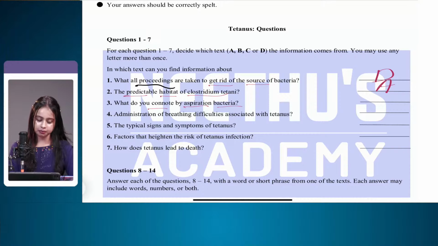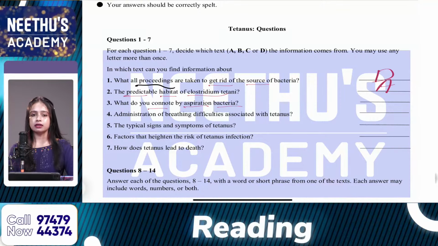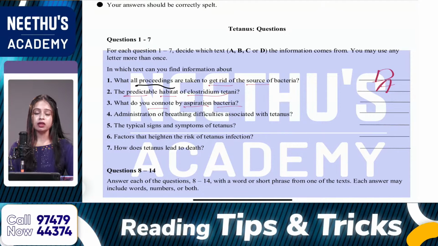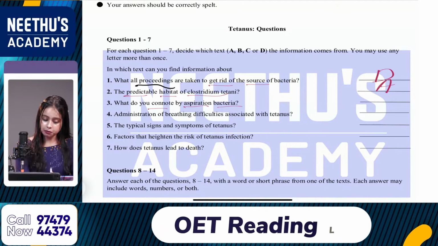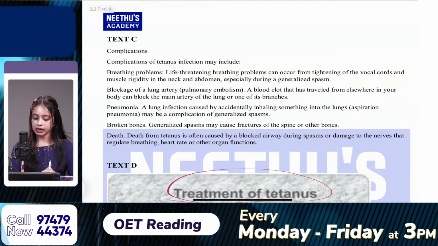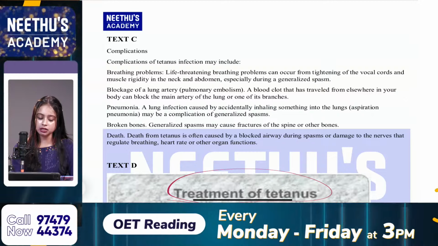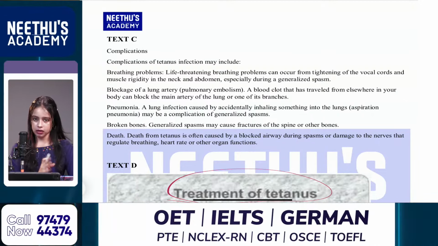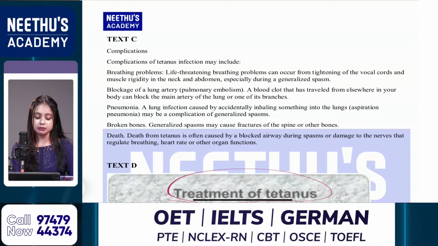Second question, it is text A. Yeah, what about the third one? What is your answer, Betty? Third question. Okay, so the connotation of aspiration bacteria, which is mentioned in text C inside the complications. So what are the complications mentioned? Breathing problems will be there, blockage of lung artery, those kind of problems, as well as pneumonia.